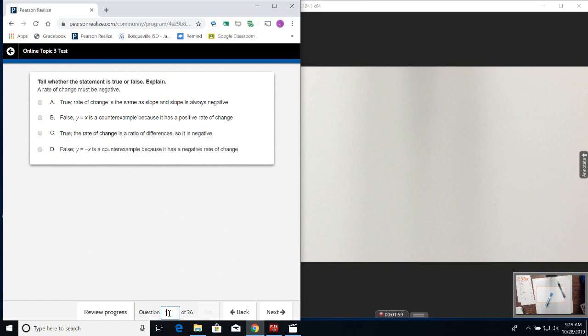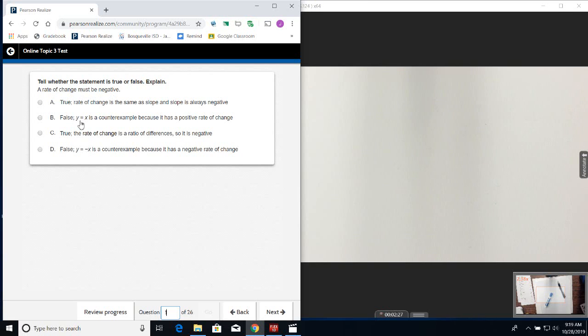Questions like this will be on there about rates of change, slopes. What does rate of change or slope tell you? It tells you the rate at which 2 different things are changing, like the price per gallon or feet per second. It's a comparison of 2 things per one of those units. So is a rate of change always negative? Must it be negative? No, sometimes it can be positive, so I know that's false.